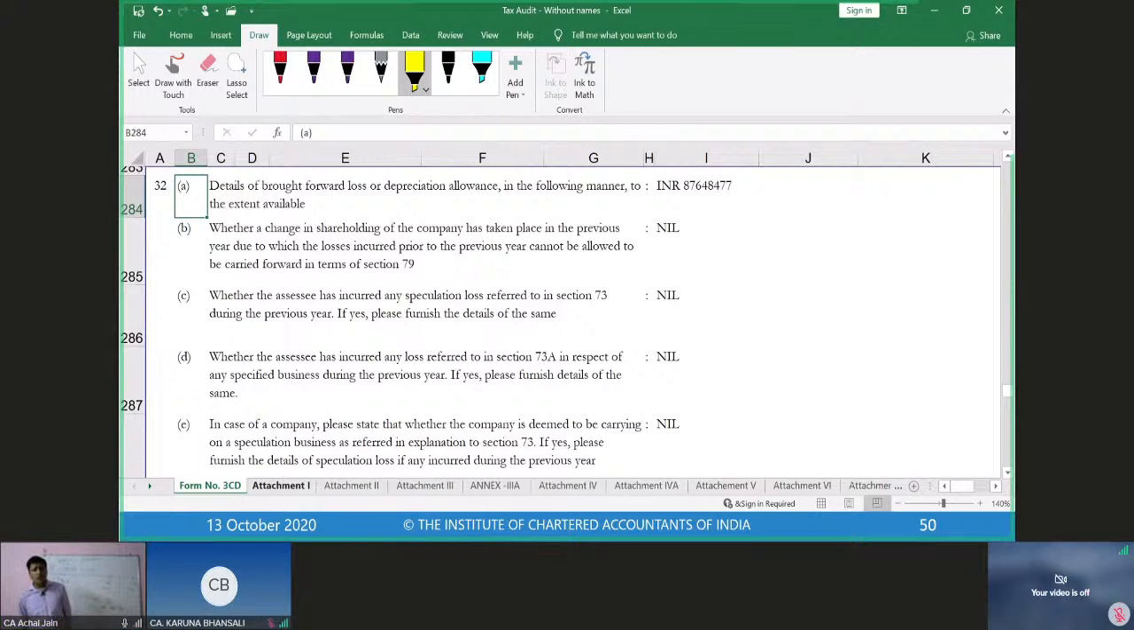So what are the details of brought forward loss or depreciation allowance? Something which the entity, or the assessee, will be having, in the following manner to the extent available. Then, whether a change in shareholding of the company has taken place in the previous year. Previous year means reporting year, to which losses incurred prior to previous year cannot be allowed to be carried forward in terms of section 79.